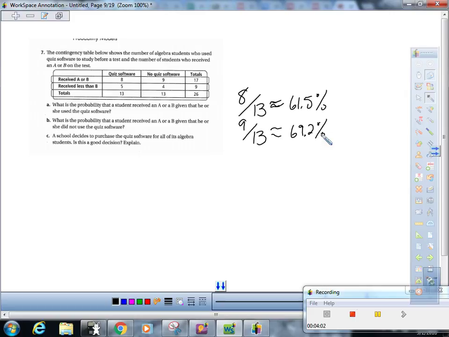A school decides to purchase this quiz software for all of its Algebra 1 students. Is this a good decision? So now we're going to try to interpret this data. What do you think? I would agree. Now, this is a small amount of data, and we also do not know how the groups were picked.